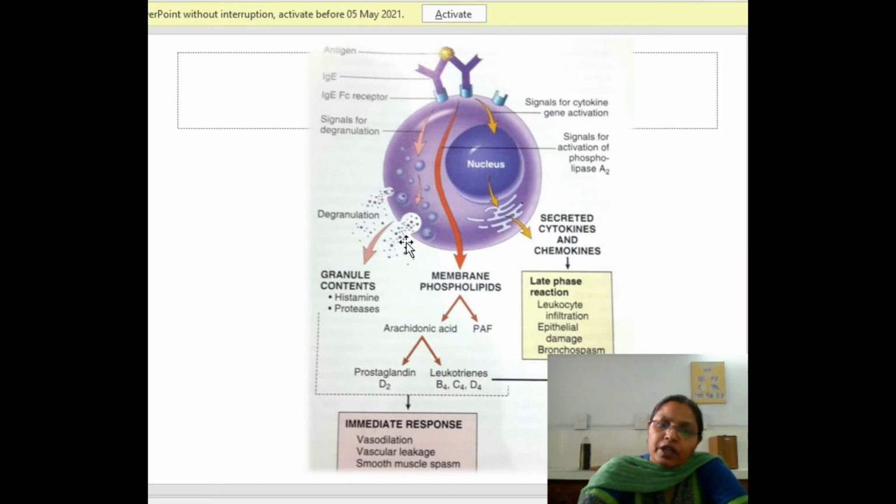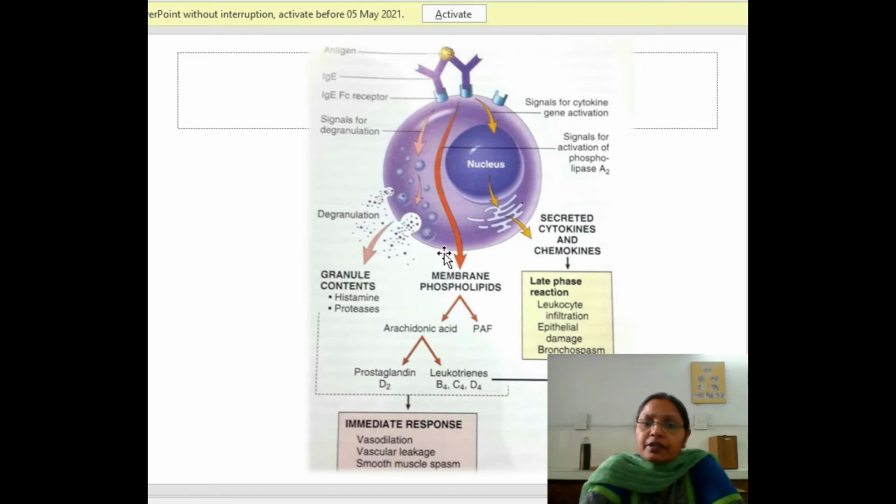on the other hand. These granules contain histamine and proteases. They will also release membrane phospholipids, of which there are two types: arachidonic acid and platelet activating factor. In the arachidonic acid pathway, prostaglandin D2 and leukotriene B4, C4 and D4 are there. All of these, histamine, proteases, prostaglandin D2, leukotriene B4, C4, D4, will cause an immediate response, with vasodilatation, vascular leakage and smooth muscle spasm. That is the clinical manifestation of this type of reaction.